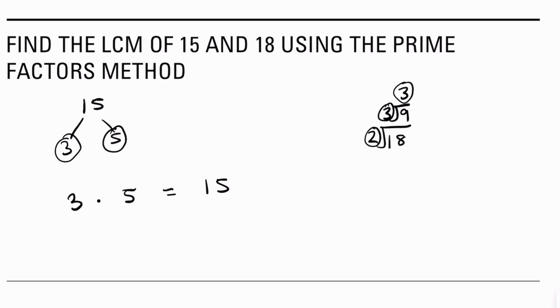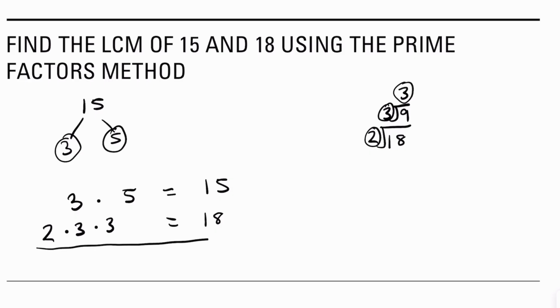And so now listing them in terms of our columns, we could line them up and say 2 times 3 times 3 equals 18. And now we can find our multiple.